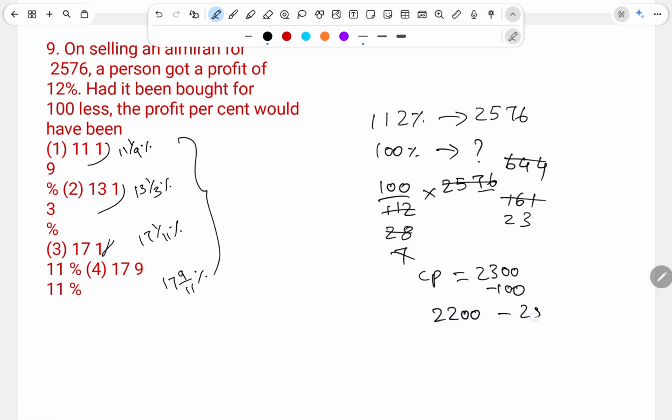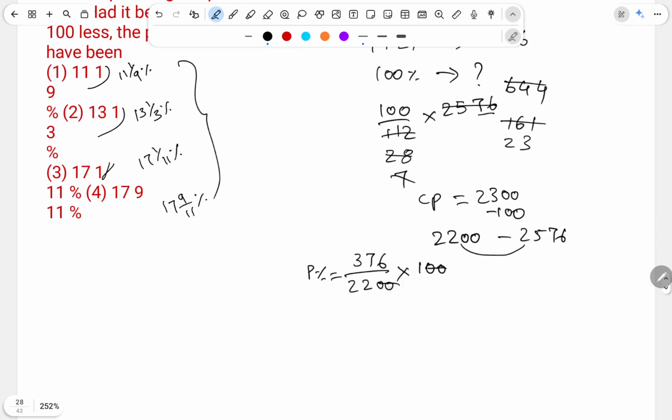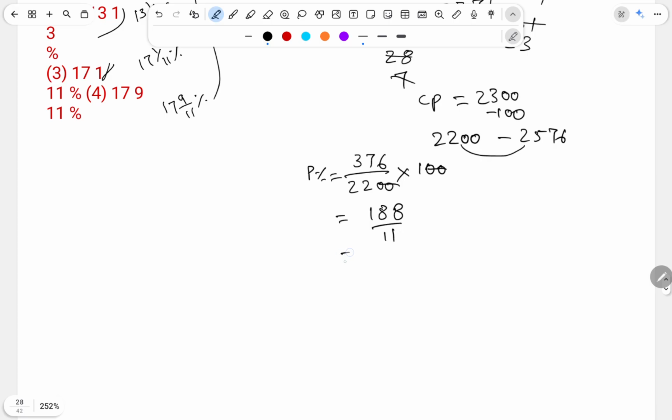SP is given 2576. Then the profit percentage would have been, difference is 376 whole divided by 2200 into 100. Profit percentage. 188 by 11. How many times does it go? 11 ones 11 and 78. 11 sevens. 17 1 by 11 percentage.